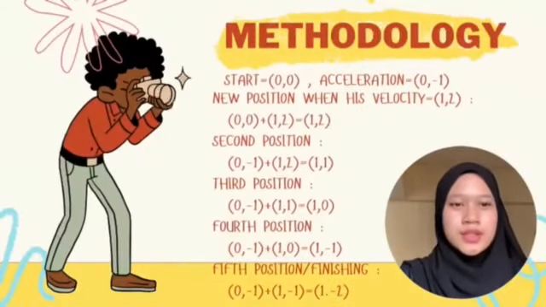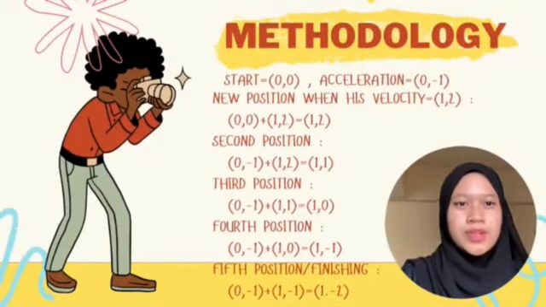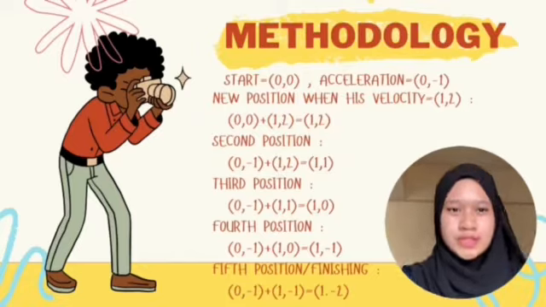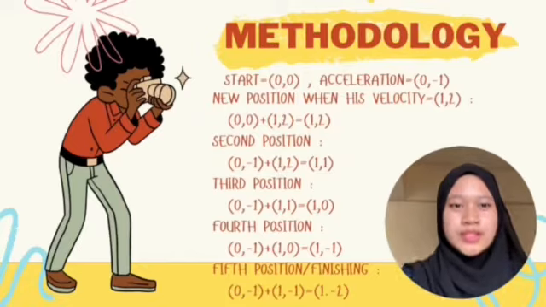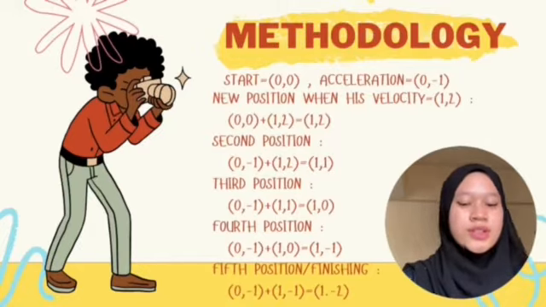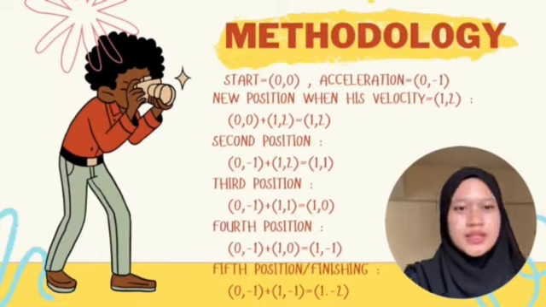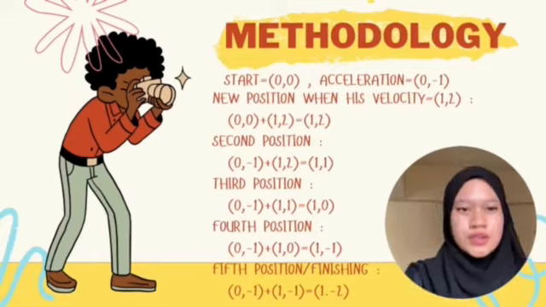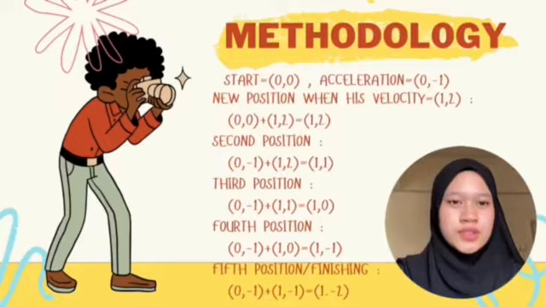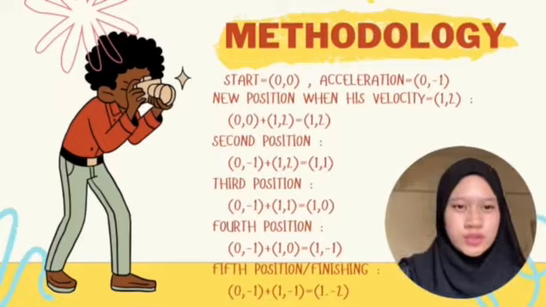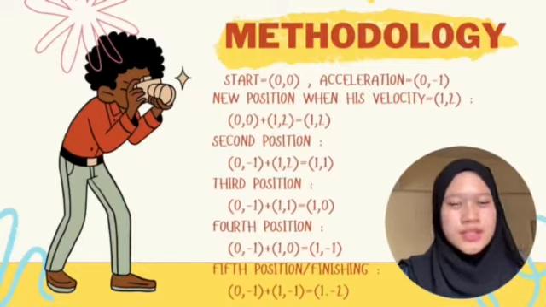Next is the methodology to solve the problem that I mentioned before in the purpose of the study. The starting point is 0, 0 and his acceleration is 0, -1. To get the new position, we have to add his velocity and the starting point, which is equal to 1, 2. And for the next position, we have to add his new velocity, which is 1, 2, and his acceleration 0, -1, and we will get 1, 1.